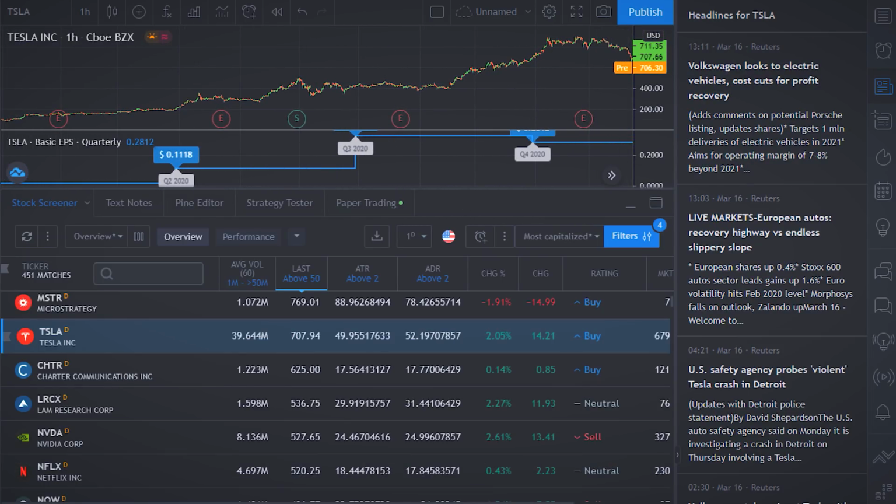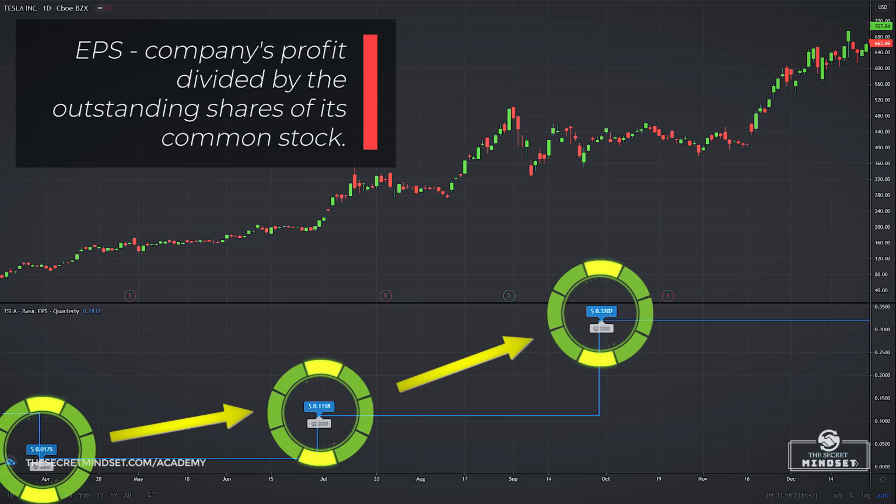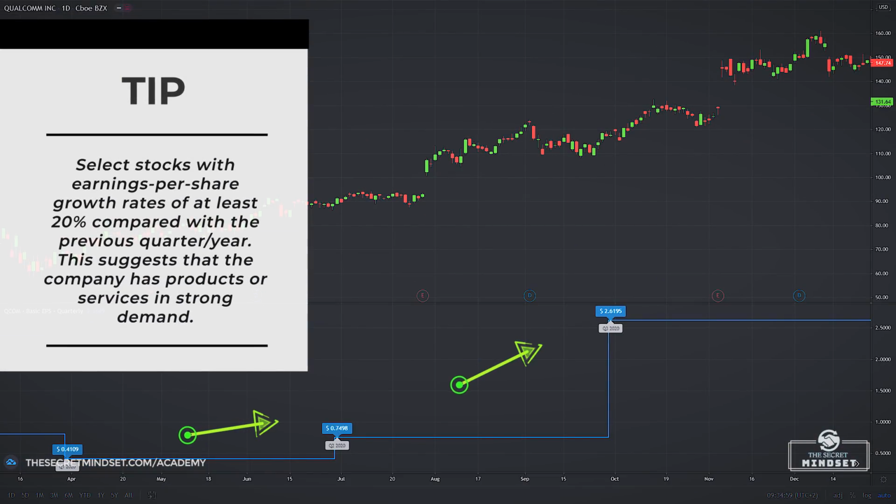So to find good stocks to go long, seek outstanding profit performance. You can easily calculate earnings per share. Simply divide a company's net income by its number of shares outstanding. Specifically, stocks with earnings per share growth rates of at least 20% compared to the previous year suggest a company that has products or services in strong demand.